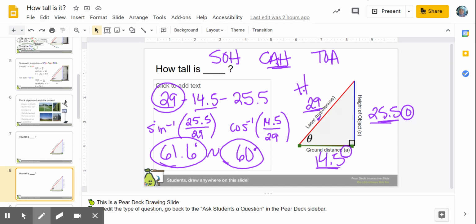Are you in the Desmo? So the little wrench up at the top in the upper right-hand corner, click on that. And at the very bottom, it should have radians and degrees. You want to make sure degrees is in green. You're welcome.